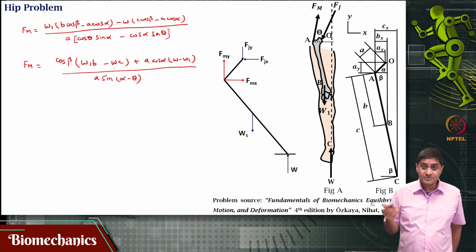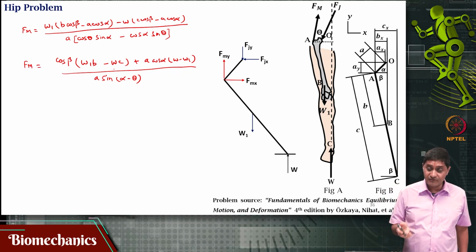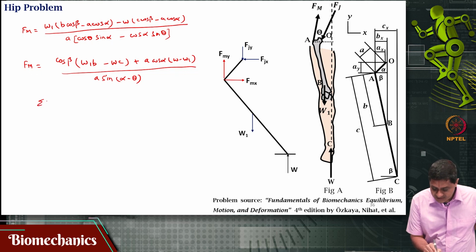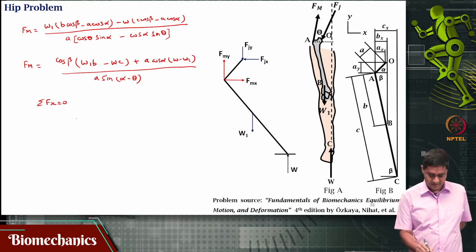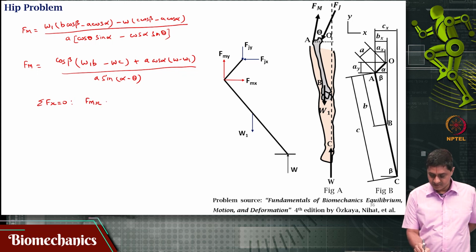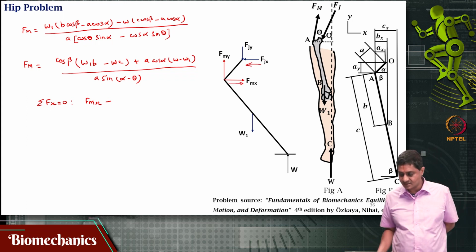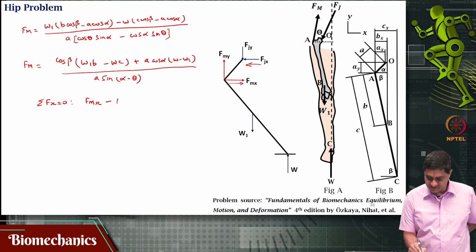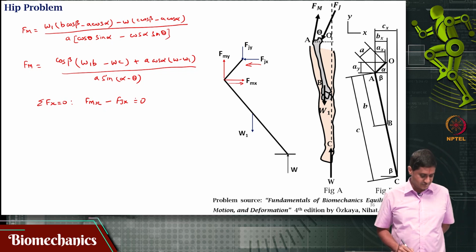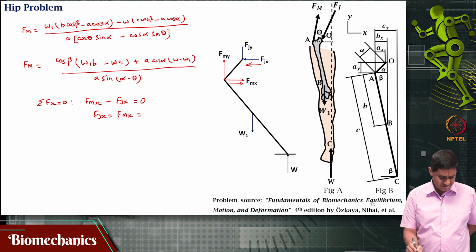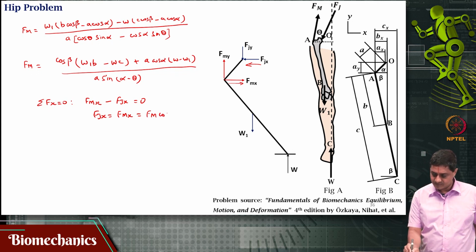Now, let us proceed. We are not done yet, because we only found Fm. We have to find Fj. There is more to go. Now, I can say sigma Fx equal to 0. This will mean Fmx is in the positive x direction and Fjx is in the negative x direction. Any other x component? No other x component. Fmx minus Fjx is 0. That would mean that Fjx is Fmx. And what is Fmx? Fmx is Fm cos theta, is it not? So, Fjx is Fm cos theta.